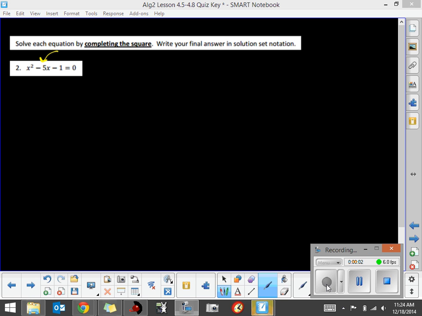The second example of completing the square is x squared minus 5x minus 1. So keeping the process the same, we want to isolate those x's, so I'm going to add 1 to both sides to move that over. I'm going to leave a spot here to complete the square. This time completing the square is a little bit more involved because we have a 5, so we're still going to look at that middle term, the linear term.